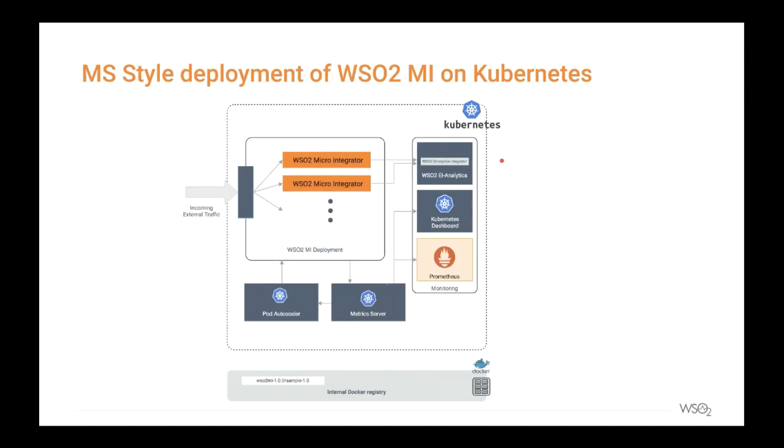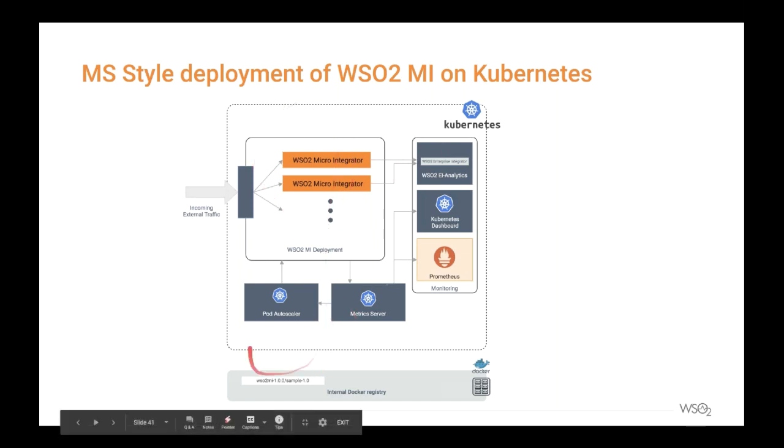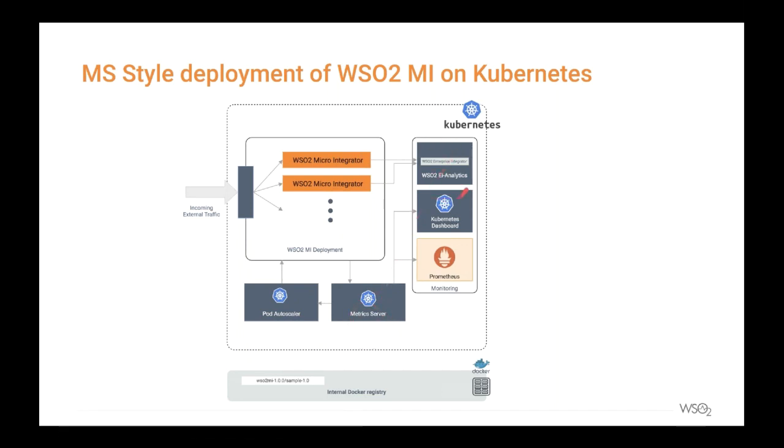Okay, so this is an example showing how we can deploy Micro Integrator in Kubernetes. You can have auto scaling features by using the pod autoscaler and metrics server available in Kubernetes. And also you can deploy Enterprise Integrator Analytics to monitor service calls and get statistics. The Kubernetes dashboard is useful for monitoring your containers, and Prometheus is also very useful to monitor health, CPU usage, memory, and all that.